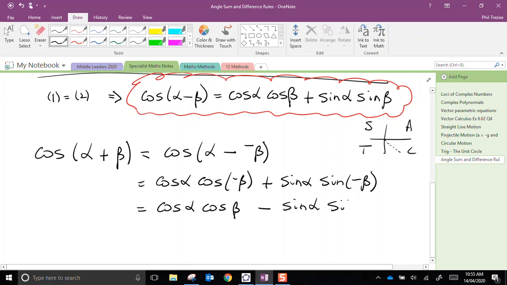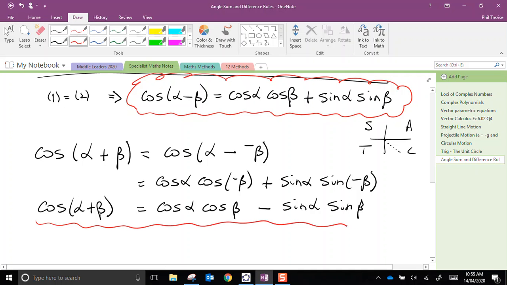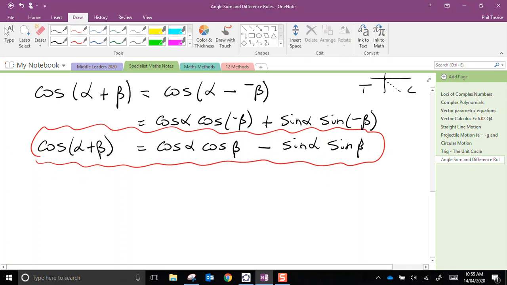So we'd have, that's my second rule. There's cosine of alpha plus beta. So I have the sum or the difference of two angles. And if I've taken the cosine of a sum or a difference, I have these formulas as appropriate. Now, you may be wondering about sine.